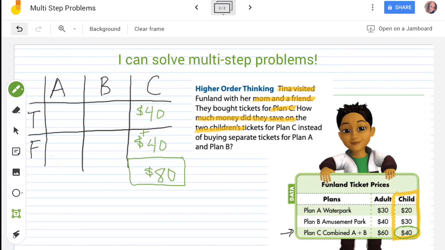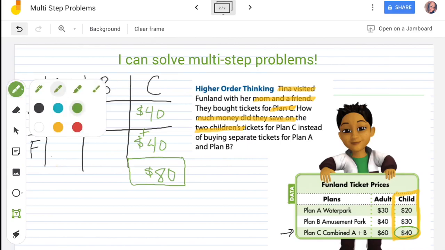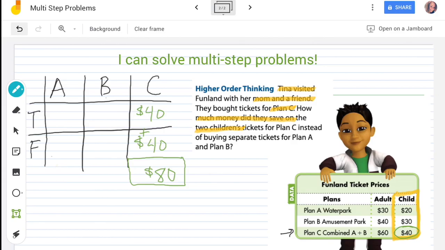Well, now let's figure out how much the tickets cost under each of the other plans. Go back to the data table. How much does each child ticket cost under Plan A? $20. Very good. So I know that Tina's ticket cost $20 and the friend's ticket also cost $20. How much is that altogether? That's right, $40. So Plan A costs $40 for two kids.